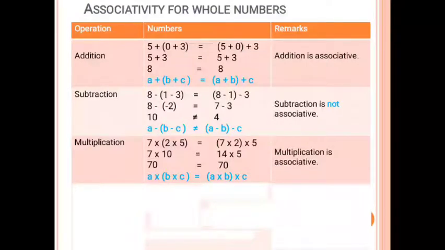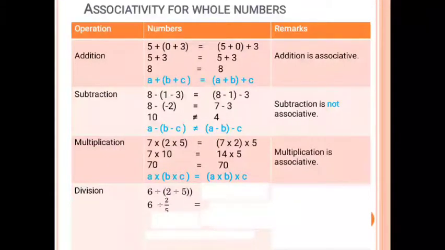Now let's check for division. 6 divided by (2 divided by 5). It can be written as 6 divided by 2 upon 5. If you solve it further, it will be 6 multiplied by the reciprocal of 2 upon 5, which will be 5 upon 2. So further we will have the answer as 30 divided by 2. If you want, you can still further write it as 15.